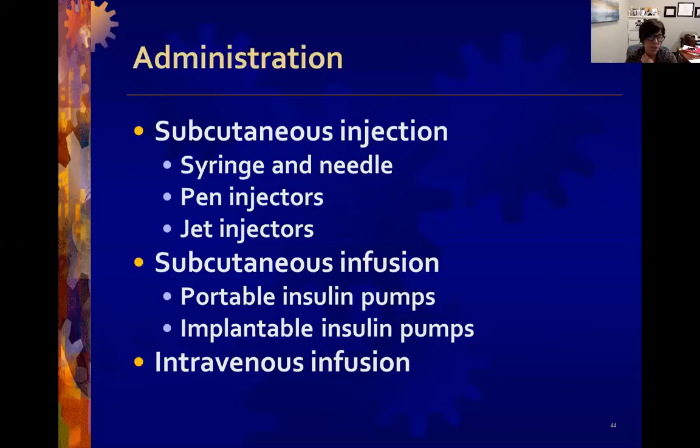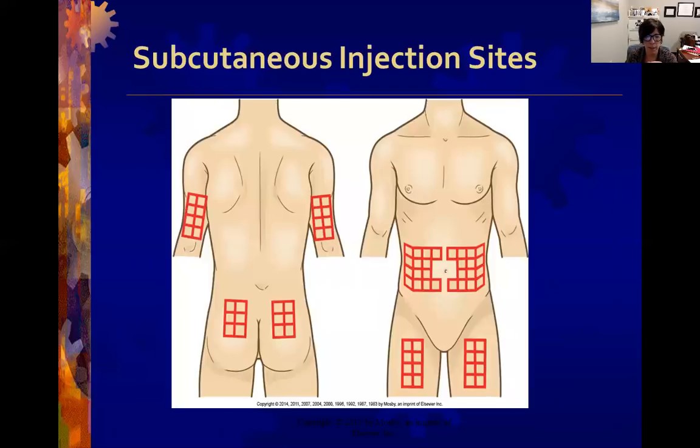So again, administration is sub-Q, usually syringe or needle, or pens or injectors. Sub-Q infusion, we talked about the portable pumps last year, and IV infusion if it's an emergency in the hospital. So again, sub-Q sites, you all know these.